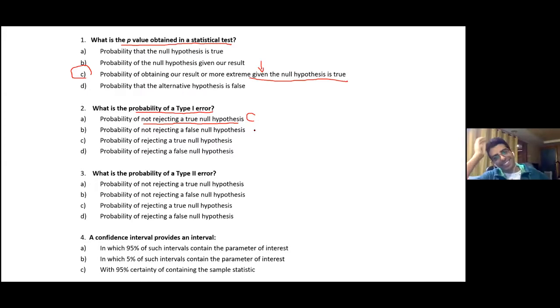What is this? Probability of accepting a false null hypothesis. This is alpha. This is alpha. Exactly. I'm really proud of you guys. Okay. Probability of accepting, sorry, no, there's no or not. Probability of rejecting a true null hypothesis. What is this?